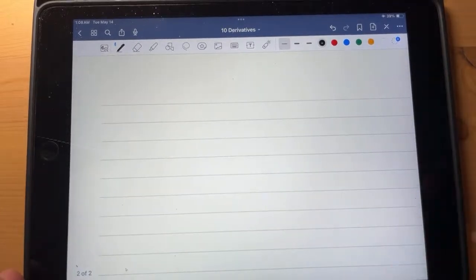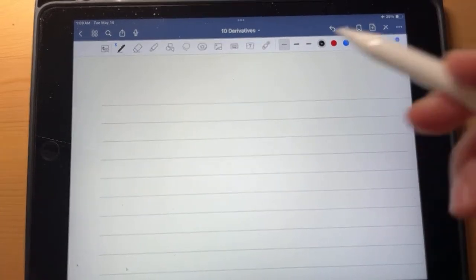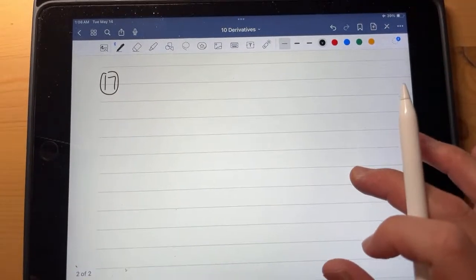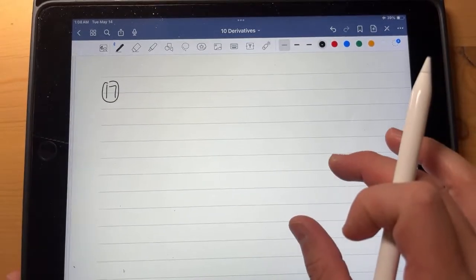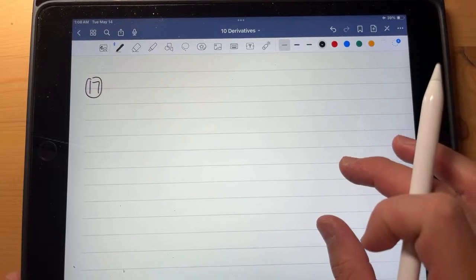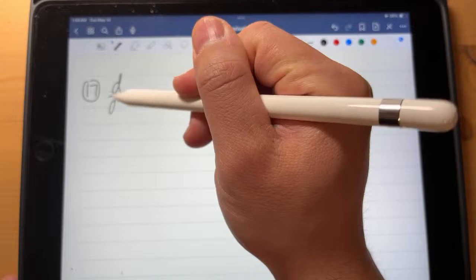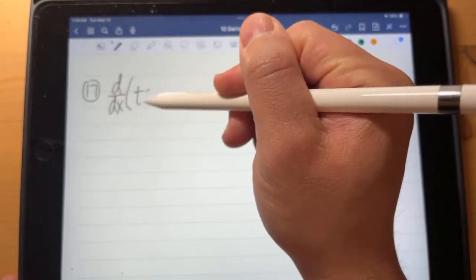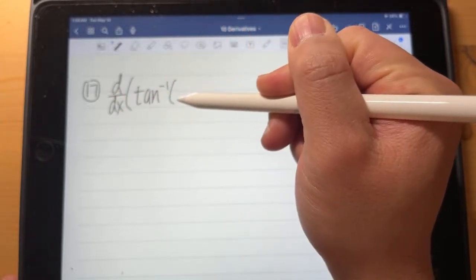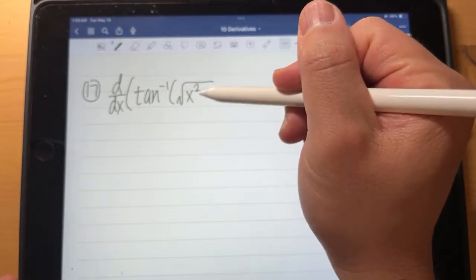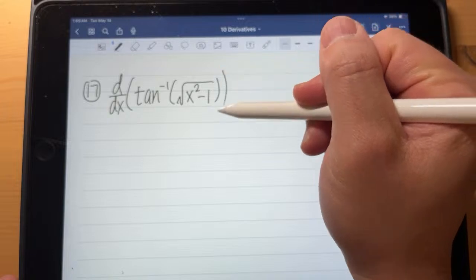Okay, next page. Number 17. Right, that's number 17. Number 17, I prepared the derivative of inverse tangent of square root of x squared minus 1 for you guys.